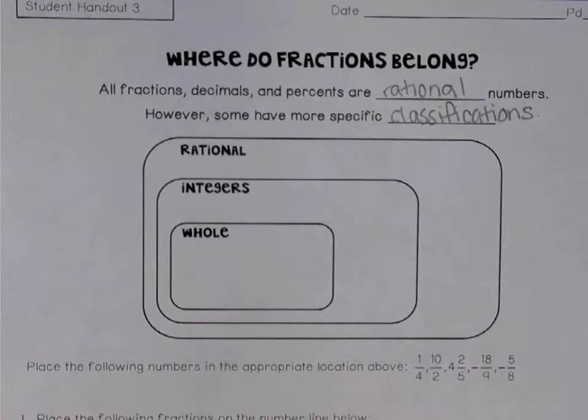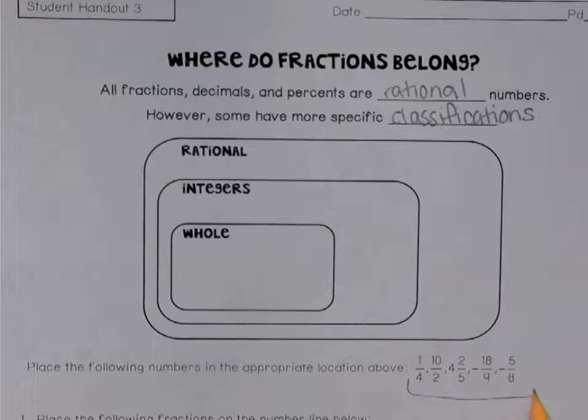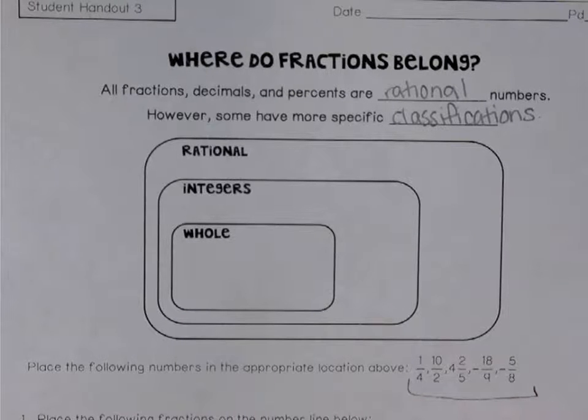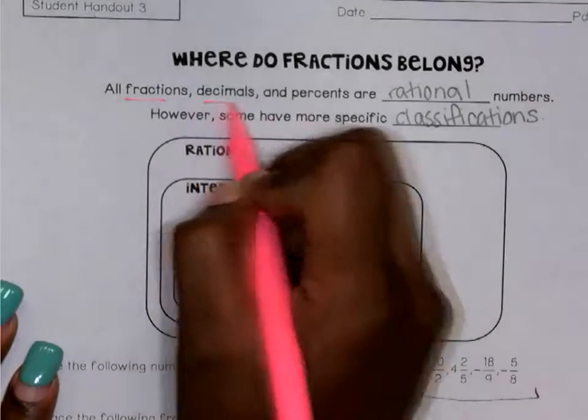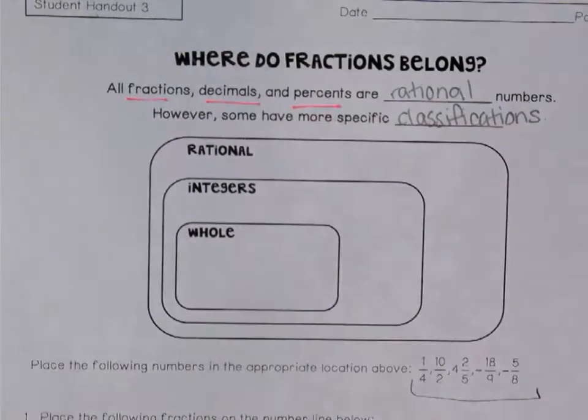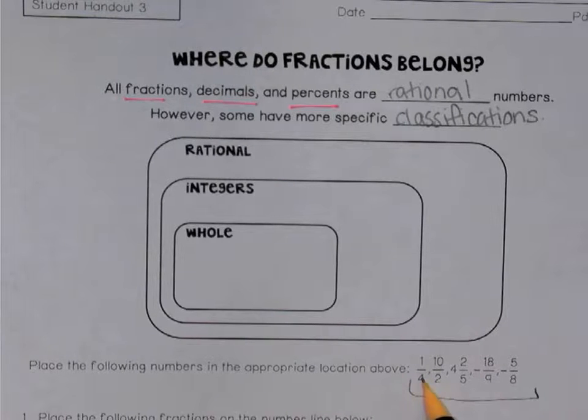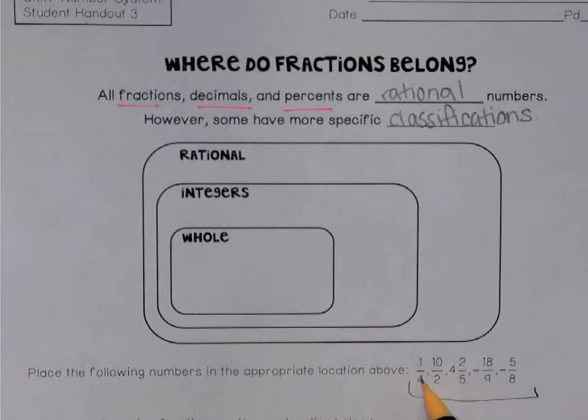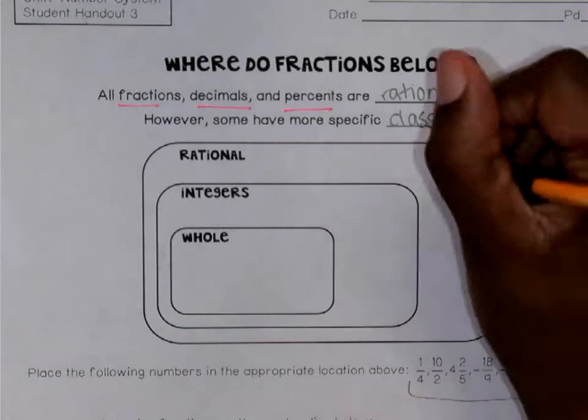All right. So every number has a place. Our job is to figure out where it goes. So the first thing we're going to do, we have a set of numbers right here. If we know that fractions, let me underline this, fractions, decimals, and percents go in the rational numbers column, now let's see, we have 1/4. 1/4 is a fraction. And we already underlined fraction. That means that it is a rational number.